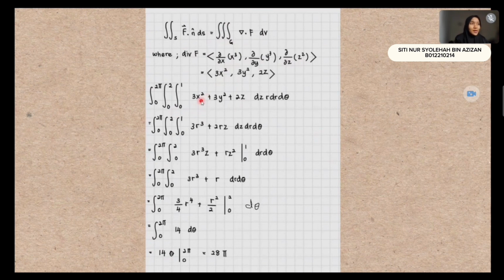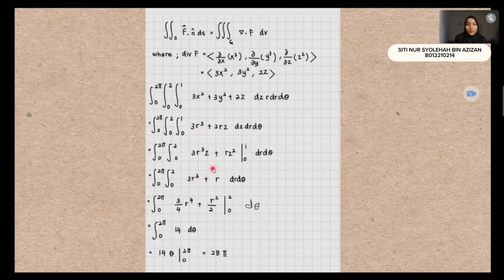And we know that x squared plus y squared is equal to r squared. So we can express x squared plus y squared as r squared. So r cubed, we get this from r squared multiplied by r. So we get 3r cubed plus 2rz dz dr d theta, and these are the limits for d theta, dr, and dz. Now we integrate for dz first. We integrate to get 3r cubed z plus r z squared, from 0 to 1, dr d theta.